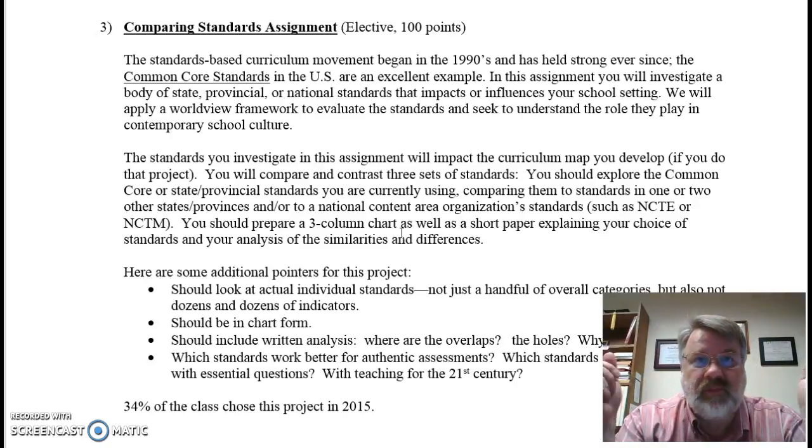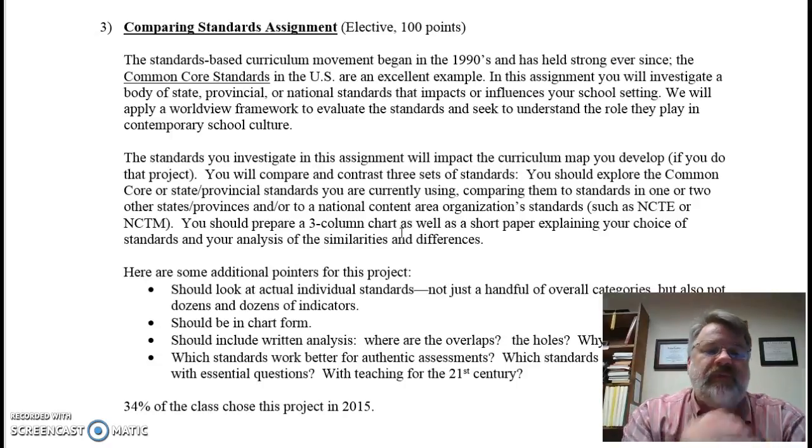Also, the National Council of Teachers of English has national standards, which are not government related. They're just professional organization standards. National Council of Teachers of Math, and there are a lot of different groups like that. So talk to me about what you want to do and how you want to do that.